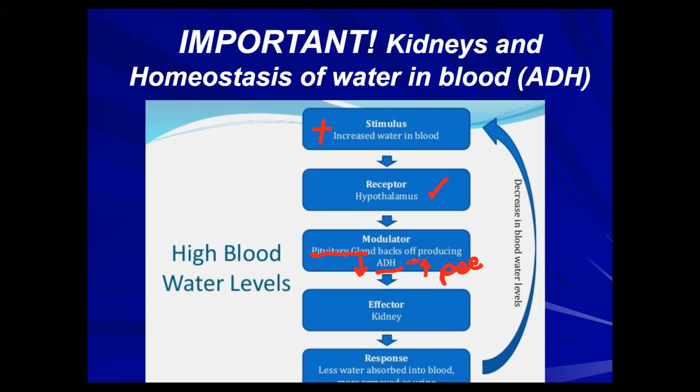Great. The actual effector organ is going to be the kidney, and the response is that we're going to reabsorb less water into the blood, which means where's that water going to go? It's going to go into the pee. And all of that is going to lead to decreased water levels in the blood.